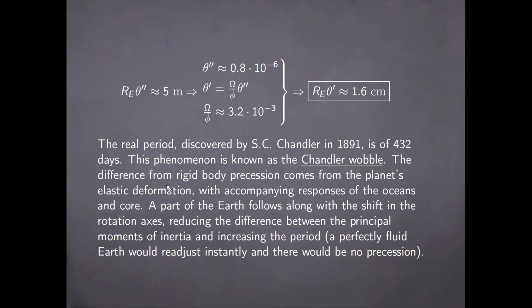The difference between it and the rigid body precession comes from the planet's elastic deformation, with accompanying responses of the oceans and core. What happens is that the part of the Earth follows along with the shift in the rotation axis, reducing the difference between the principal moments of inertia and increasing the period. If it were to be the case of a perfectly fluid Earth, then it would simply readjust instantly, and there would be no observable precession.